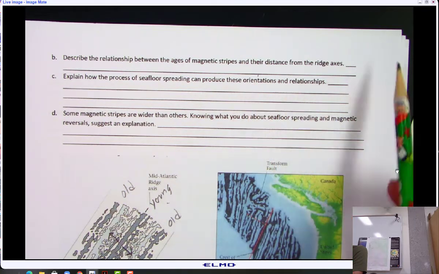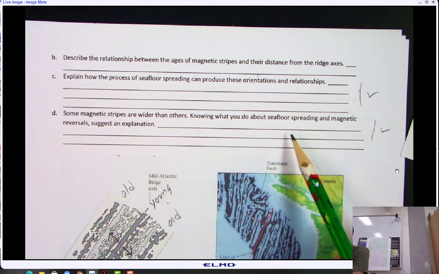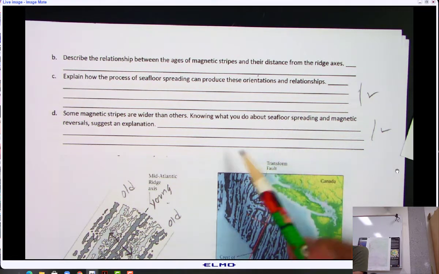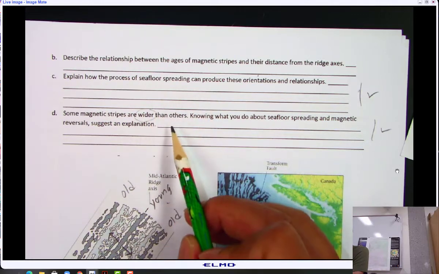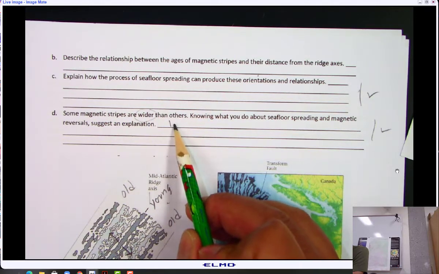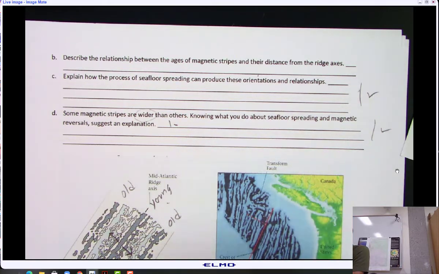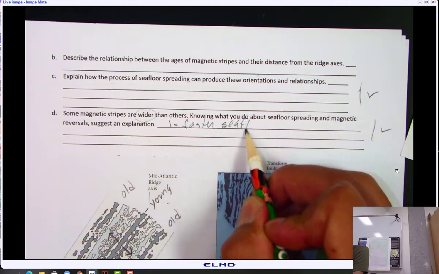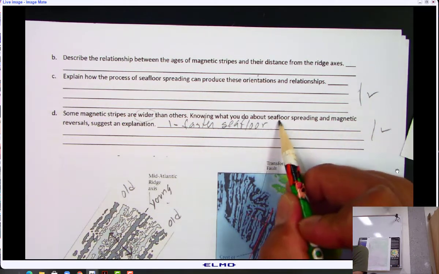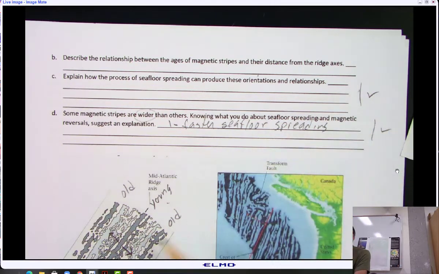So here I just want you to review from your readings or from what you've gleaned from my lectures, and try to explain what's going on here. Some magnetic stripes are wide. If they're wider, there's a couple of things that could be going on. One, you could be seeing a faster seafloor spreading rate. So we could have faster seafloor spreading, so we're producing more basalt lava, and we're making these magnetic stripes wider.